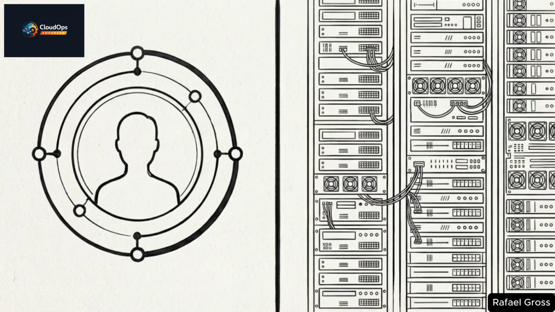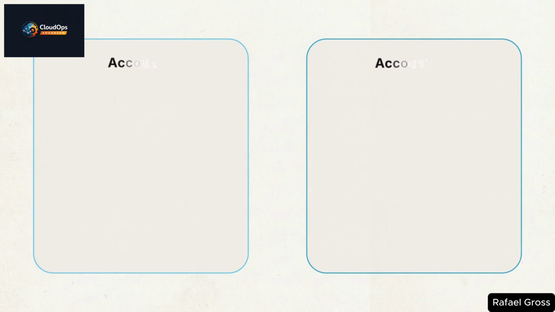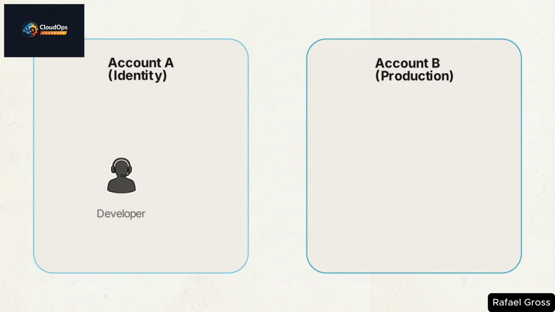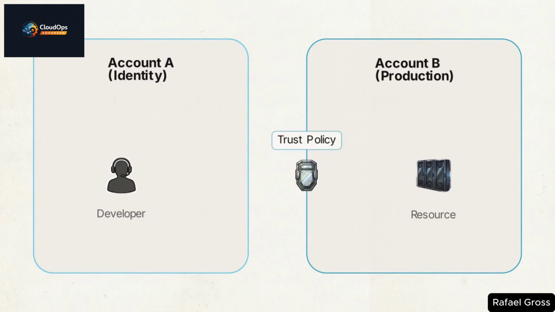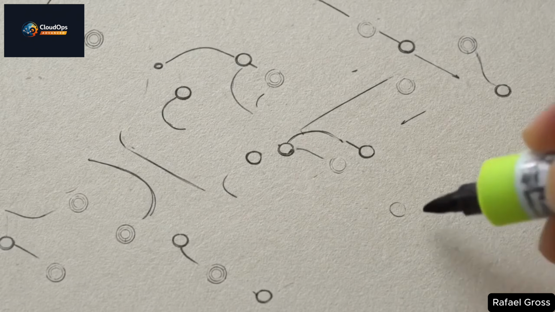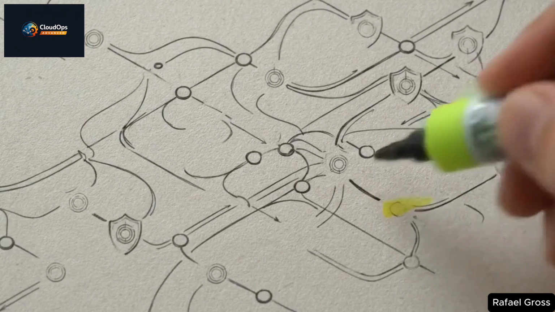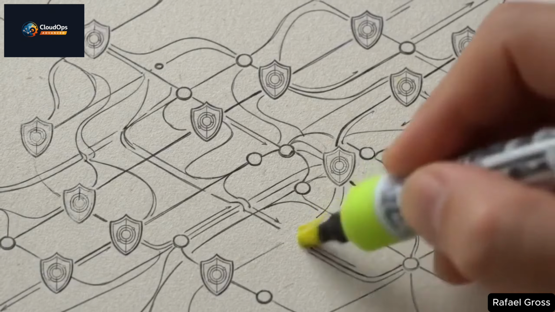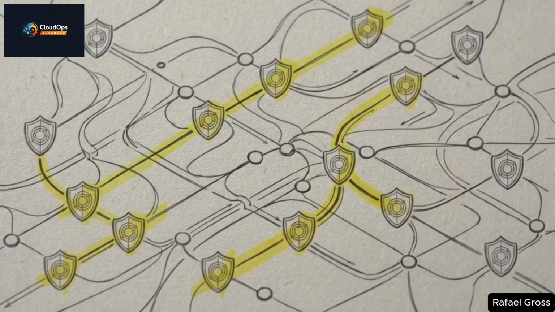This same STS logic applies to human access across organizational boundaries. In this cross-account topology, a developer in a centralized identity account needs to deploy code into an isolated production account. The production account uses a trust policy as a strict gatekeeper, verifying it explicitly trusts the identity account before allowing role assumption. True zero-trust architecture relies entirely on this mechanism, enforcing temporary role assumption across all human boundaries and machine interfaces.